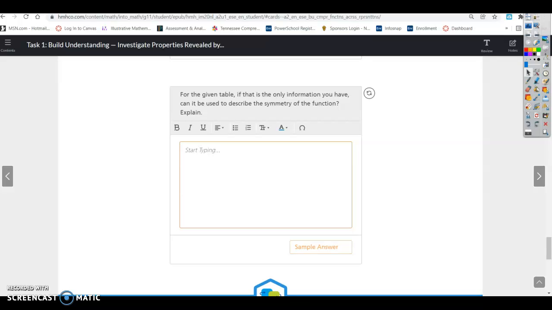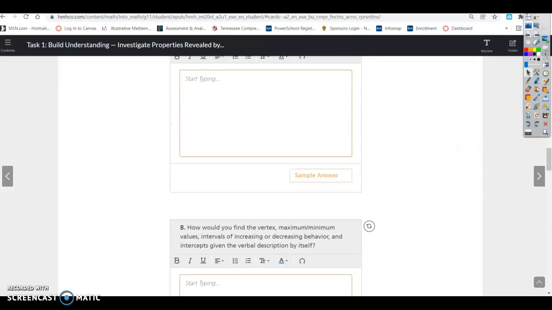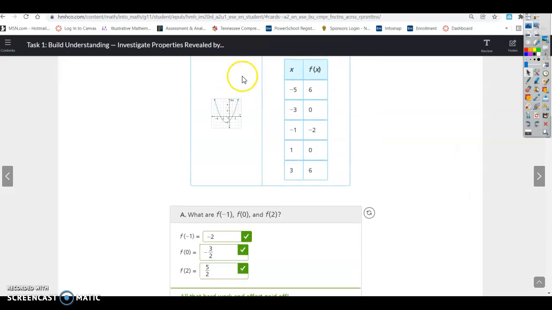All right, for the given table, if that's the only information you have, can it be used to describe the symmetry? Somewhat. Since the vertex is on the table, it can be used to find the symmetry. You have to be careful though, because this is missing some integers like -2 and -4, and then 0 and 2. In this case, the vertex is identified in the table, and you can tell that from the graph. But if you only have the table, you have to make sure you have the vertex in order to know the symmetry, because again, the symmetry comes from the x value of your vertex.